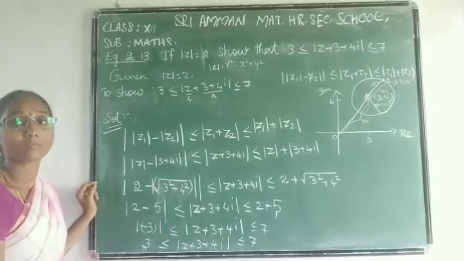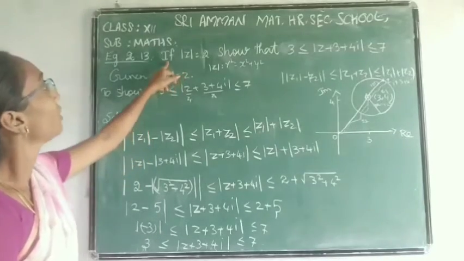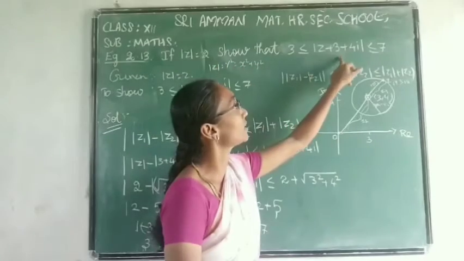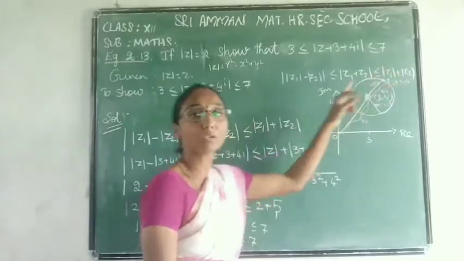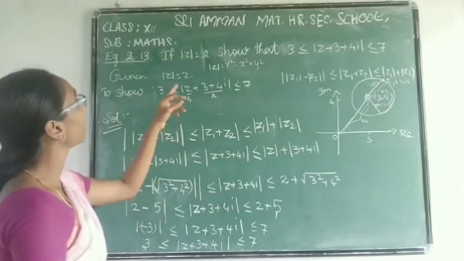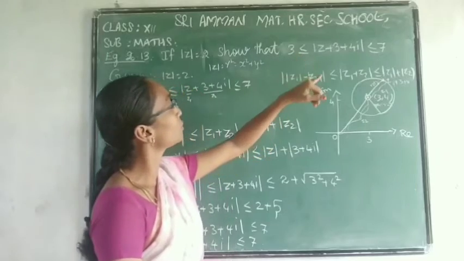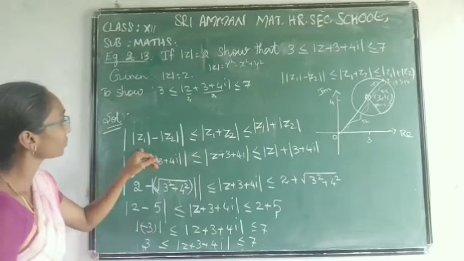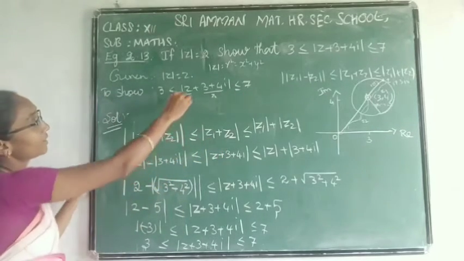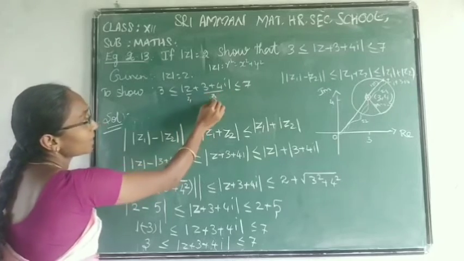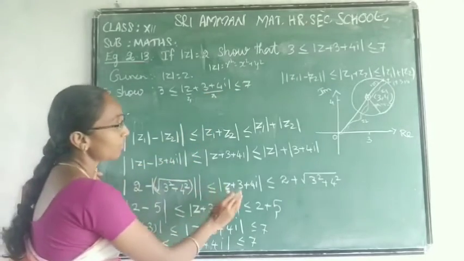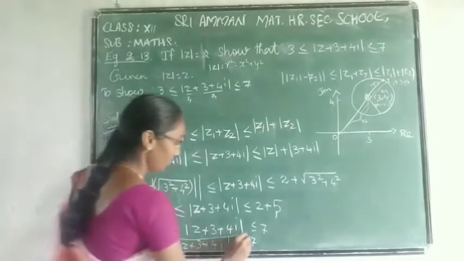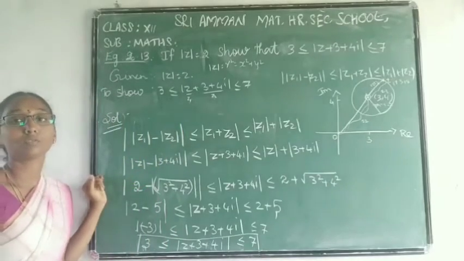Do you understand? Once again I will say, if modulus of z equal to 2, then 3 is less than or equal to modulus of z plus 3 plus 4i, which is less than or equal to 7. Okay, we want to prove the lower bound and upper bound by using this property. So you write this property and then you consider the first part is z1 and 3 plus 4i is z2. Substitute the values of z1 and z2 in this formula, you get the result. Okay, hence proved.